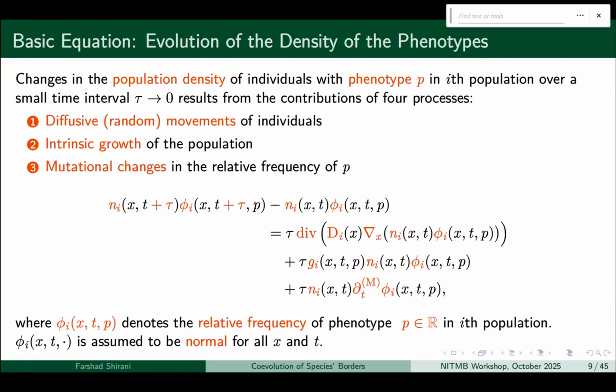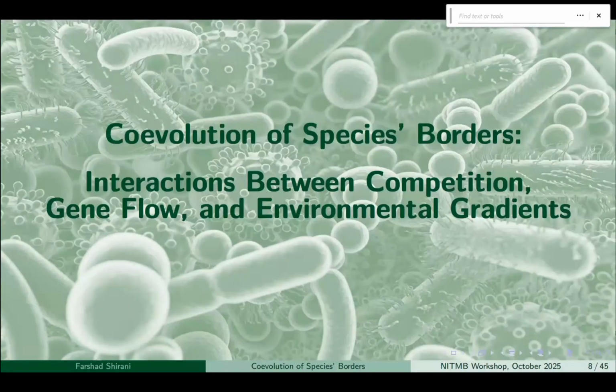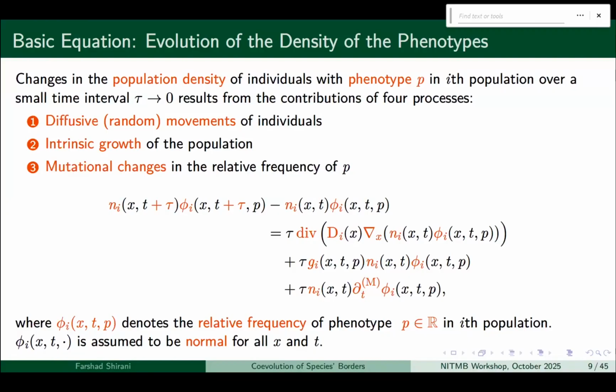So the model starts from this basic equation for each of the species in a community of n species. Let's say that each individual is represented by its phenotype, denoted by P, a continuous random variable, and its distribution is denoted by the function phi at each point x in space and each instance of time t. We assume that it's normally distributed. It's a strong assumption, but it's going to be useful when we are deriving our mean field models.